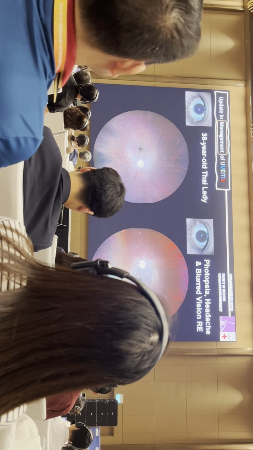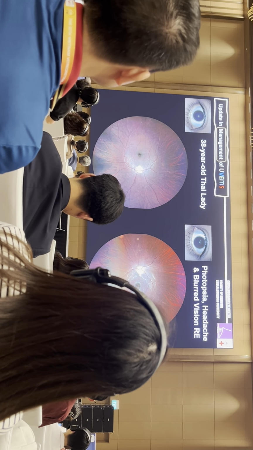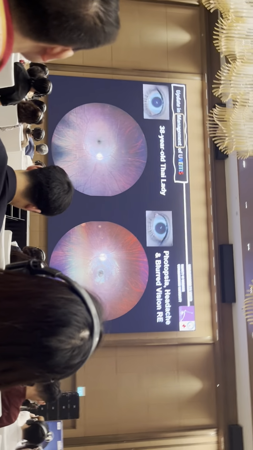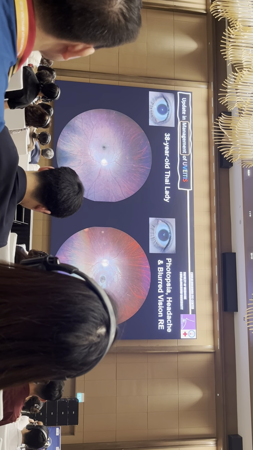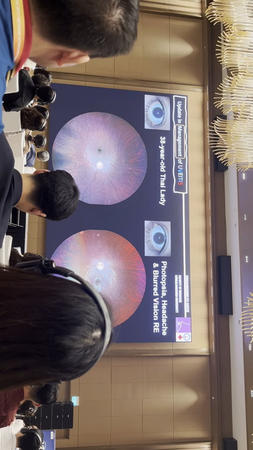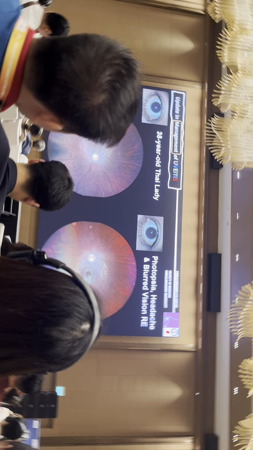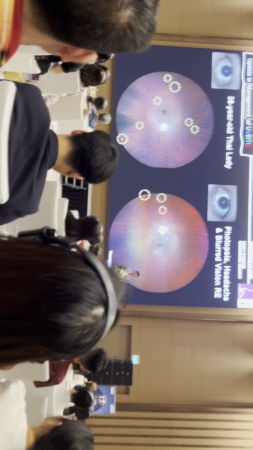Okay, this is the case. Let's say a 38-year-old Thai lady with photopsia, headache, and blurred vision in the right eye. But actually, when she said blurred vision, the vision is 20/20 in both eyes. If you look at it, you may say, oh, it's nothing there, maybe just a headache. But if you look carefully in detail, you're going to see here, they have some subretinal white lesions.